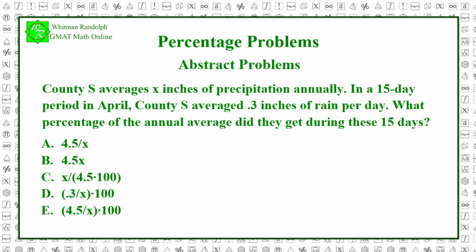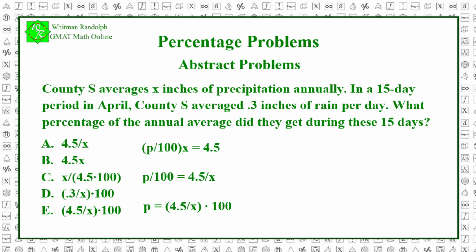Remember that since P is a percentage, we need to express it as a fraction, where P is divided by 100. So, P divided by 100 times X equals 4.5. Then P divided by 100 equals 4.5 divided by X. Therefore, P equals 4.5 divided by X times 100.